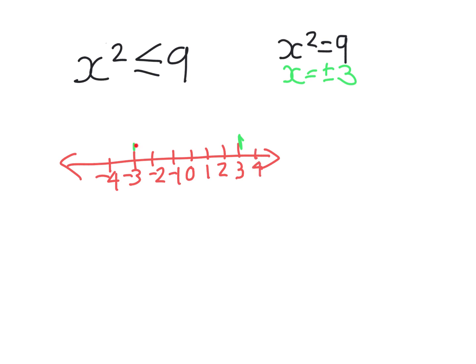But it turns out if you square any number between these, you will have a solution. Negative 2 is a solution because negative 2 squared is 4, and 4 less than or equal to 9 is true. We are including the values negative 3 and 3, so that's why I've done a shaded circle and we just have a line between them. The solution here is written like this: x is between and including negative 3 and 3, any such number.